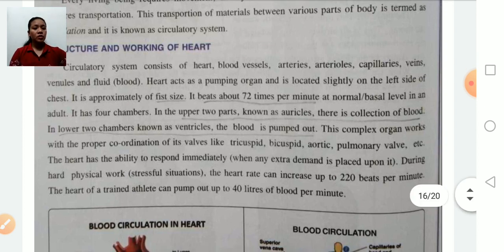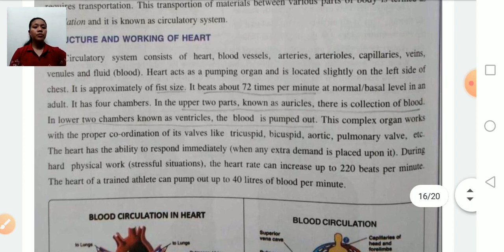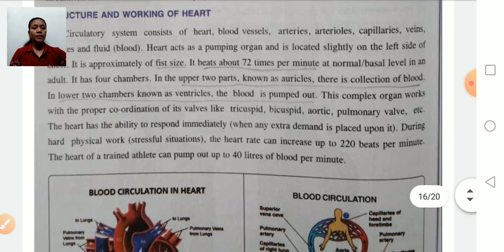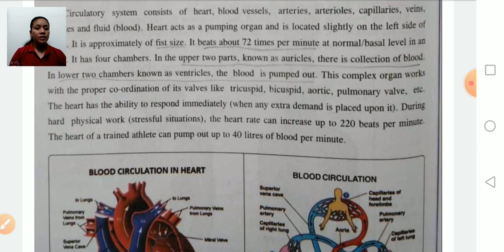These complex organs work with the proper coordination of their valves like tricuspid, bicuspid, aortic, pulmonary valves, etc. The heart has the ability to respond immediately when an extra demand is placed on it. Whenever there is extra demand, it will respond immediately.